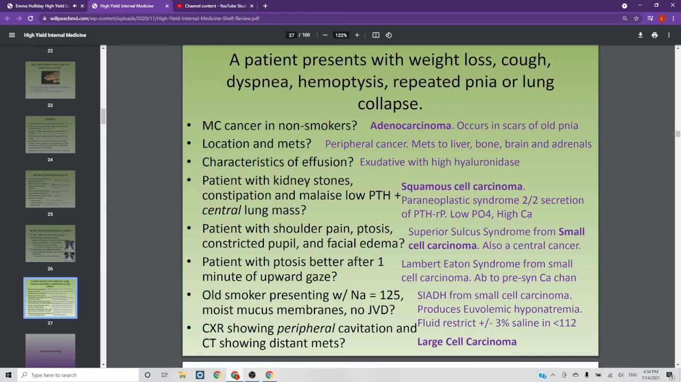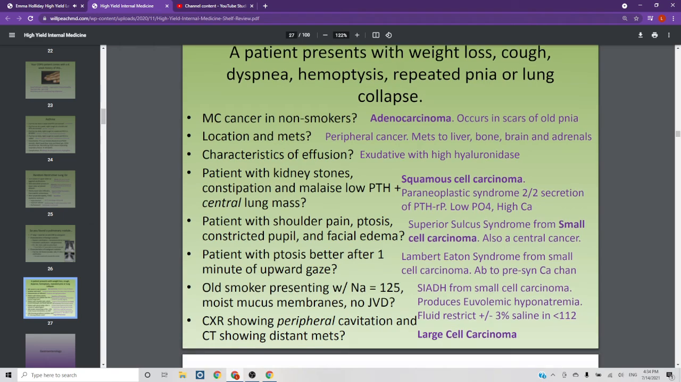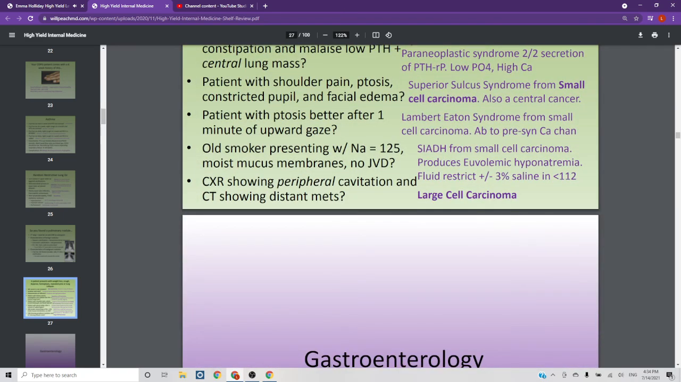Okay. So old smoker presents with low sodium, but their mucous membranes are moist and they don't have JVD. SIADH from? Small cell. Very good. And then chest x-ray showing some peripheral cavitation and a CT showing pretty widely disseminated metastasis. What's the cancer we haven't talked about yet?